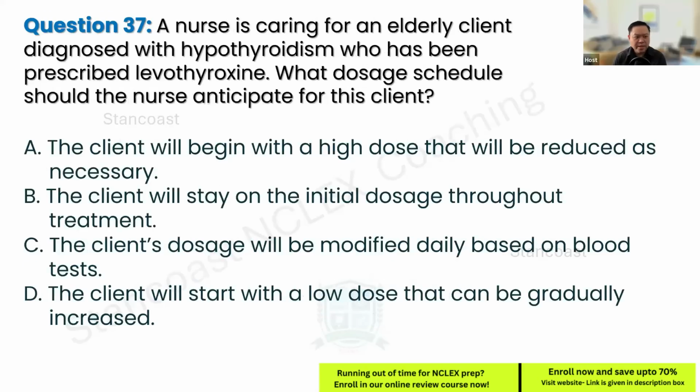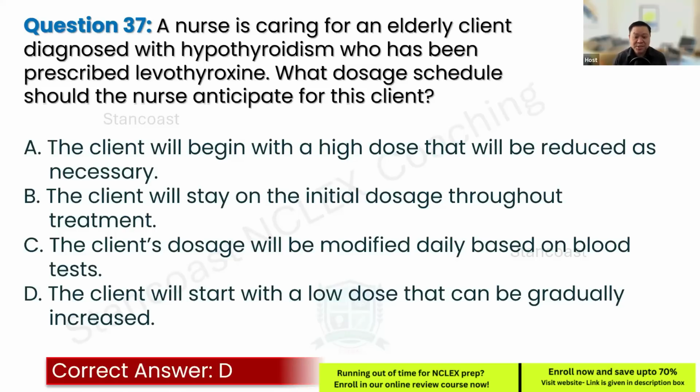Number 37. A nurse is caring for an elderly client diagnosed with hypothyroidism who has been prescribed levothyroxine. What dosage schedule should the nurse anticipate for this client? A. The client will begin with a high dose that will be reduced as necessary. B. The client will stay on the initial dosage throughout treatment. C. The client's dosage will be modified daily based on blood tests. And D. The client will start with a low dose that can be gradually increased. The answer here is letter D.